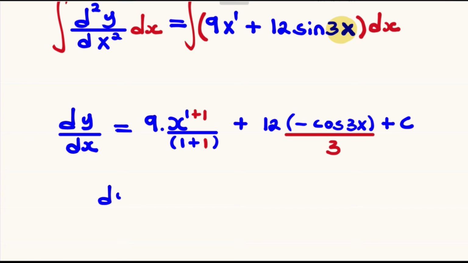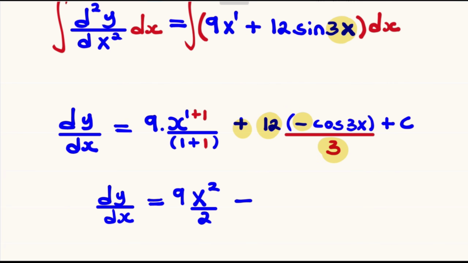We have dy/dx equal to 9 multiplied by x raised to the power 1 plus 1, which is 2, divided by 1 plus 1, which is 2, plus, also, positive multiplied by negative will be negative, and the 12 divided by that 3 will be 4. So you have 4 multiplied by the cos 3x plus c.